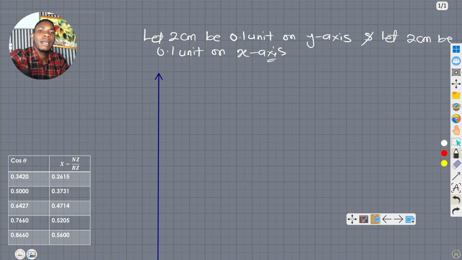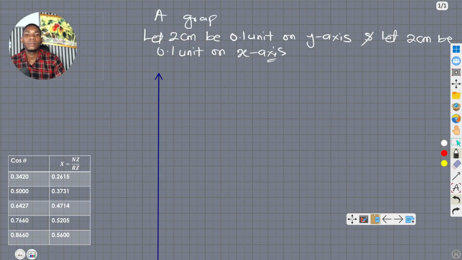Now, what is the title of this graph? What do you think is the title of this graph? First of all, write the title. A graph of cos theta against x. A graph of cos theta against x.